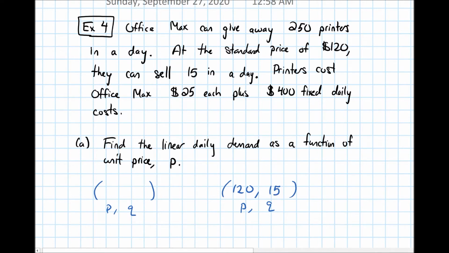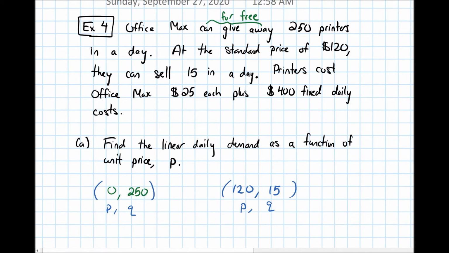So how do we get another point in terms of price corresponding to a quantity that's demanded? The answer to that is in the first sentence. The first sentence says that OfficeMax can give away 250 printers in a day. What this give away phrase means is they could give away these printers for free. In other words, if the price was 0, the quantity that would be demanded is 250.